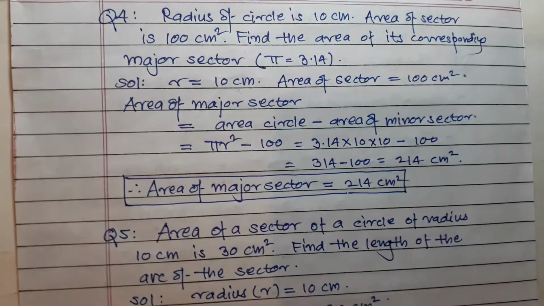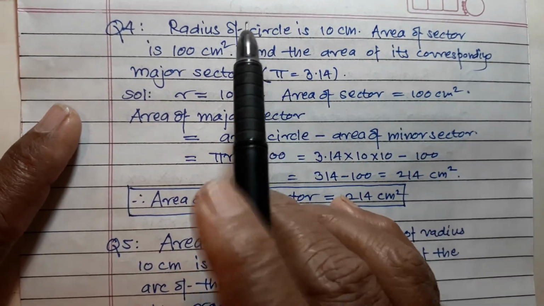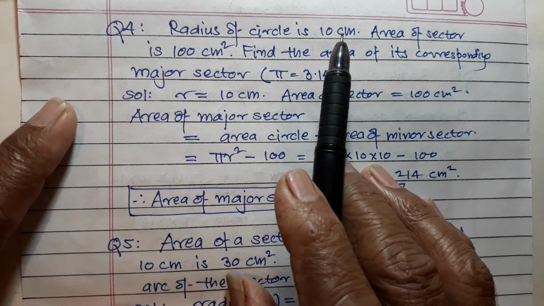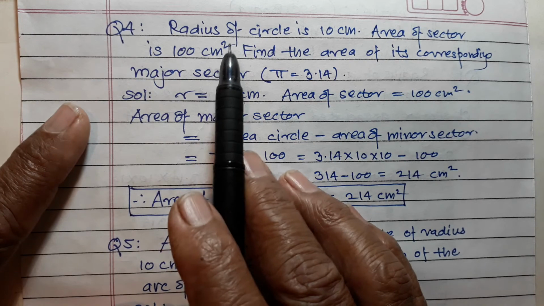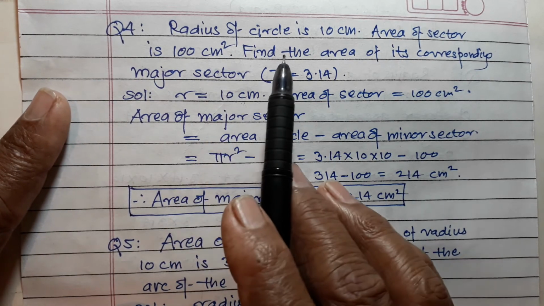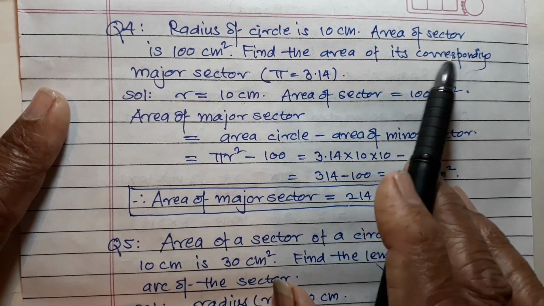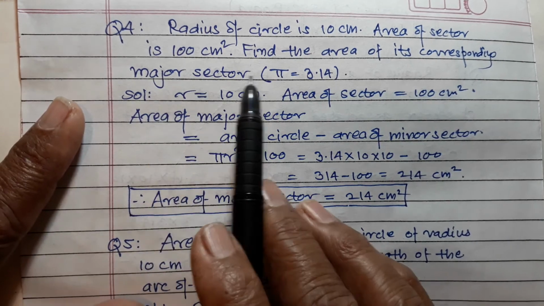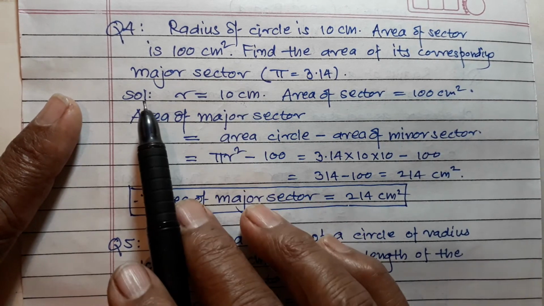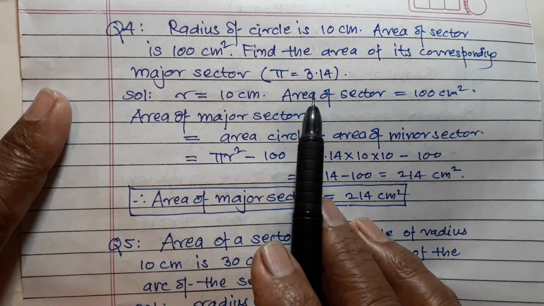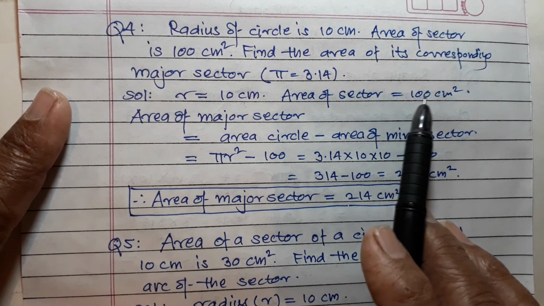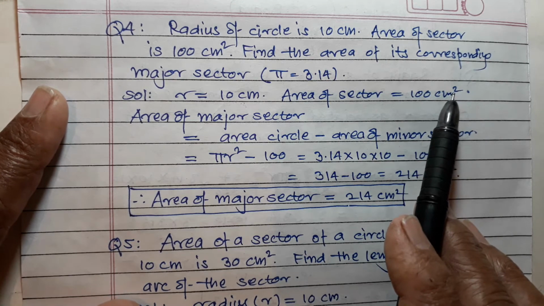Question number 4. Radius of circle is 10 centimeter, area of sector is 100 cm square. Find the area of its corresponding major sector. Solution. r is equal to 10 centimeter. Area of sector is equal to 100 cm square.